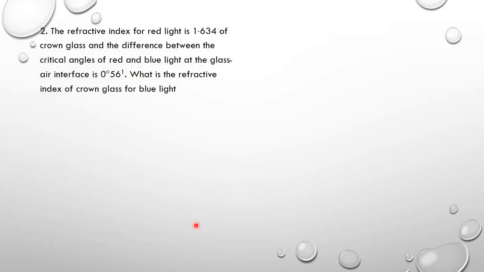Let's also look at this other question. The refractive index of red light is 1.634 of crown glass, and the difference between the critical angles of red and blue light at the glass-air interface is 0 degrees 56 minutes. What is the refractive index of crown glass for blue light?